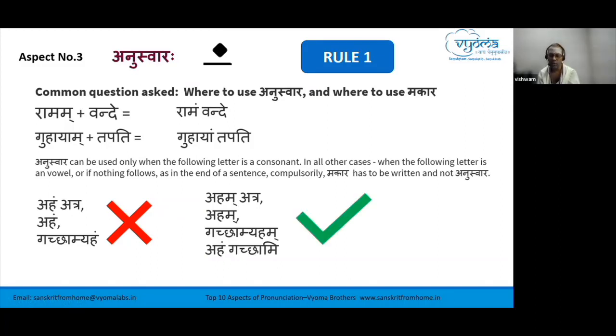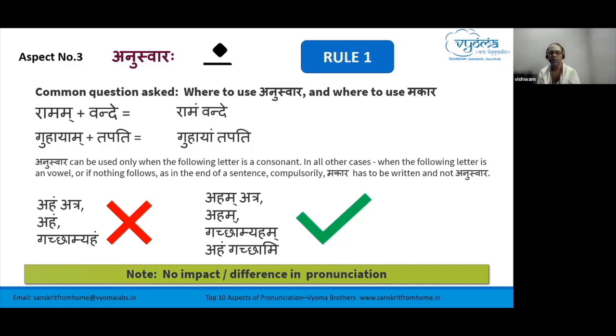Okay, you told the pronunciation correctly. So the answer is, there is no difference at all. In pronunciation, there is actually no difference. While writing, this difference is there. So aham, aham, no difference at all in pronunciation. It is the same. Just while writing, there is a difference. This is what we should remember.